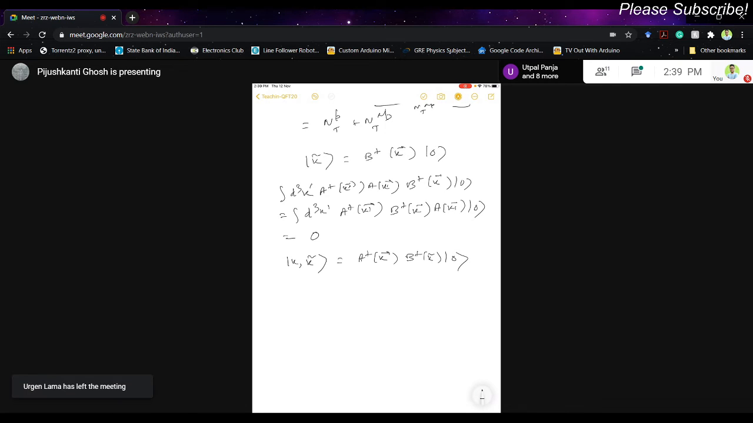The energy of this state, the K tilde state, what will be the energy of this state? Calculation you can do, of course, but from intuition, can anyone tell me what will be the energy of this state? Zero.